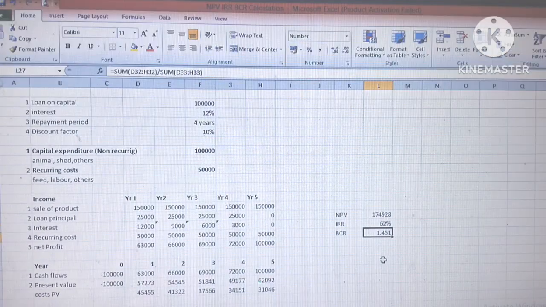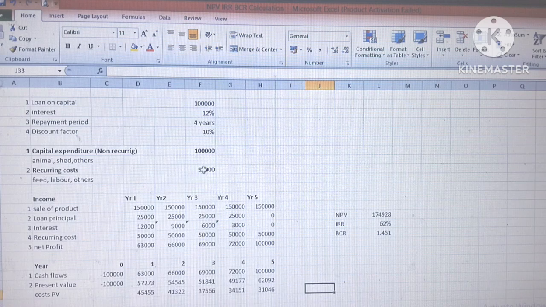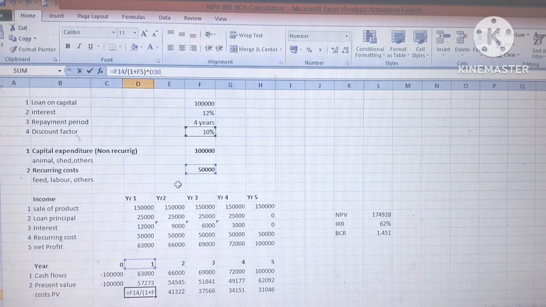And the BCR, the benefit cost ratio, so benefit comes in the numerator and the cost in the denominator. So it has to be more than 1. Then only our project is worthwhile. The benefit cost ratio is calculated simply by dividing the present values of the profits by the present values of the costs. So here the recurring cost is 50,000 every year, but it also has to be converted into present values just by this formula, similar to the present values that we have calculated for the profits.